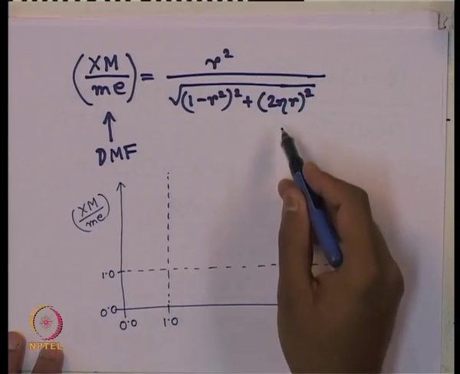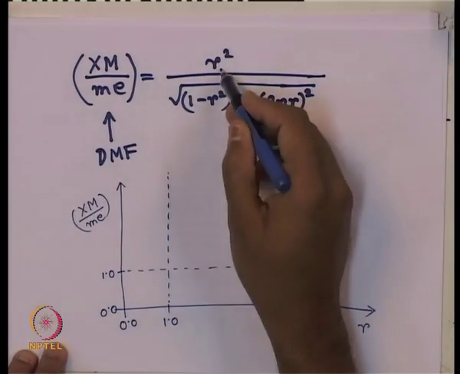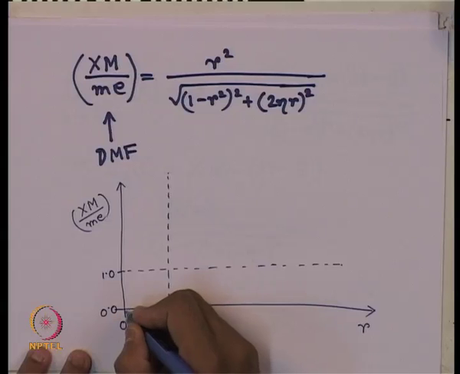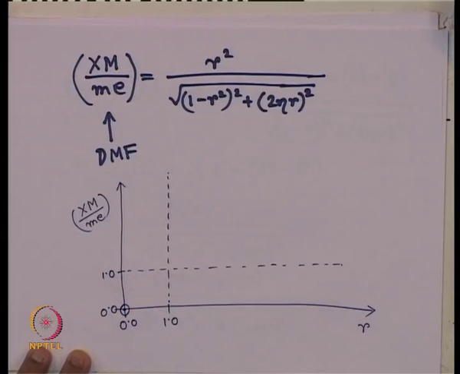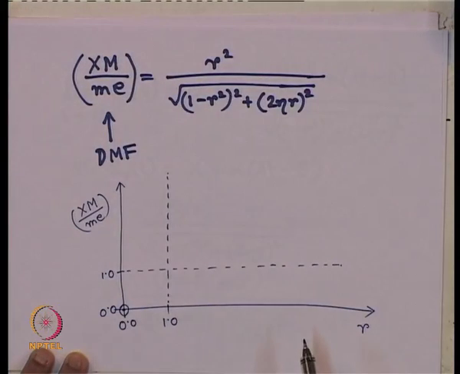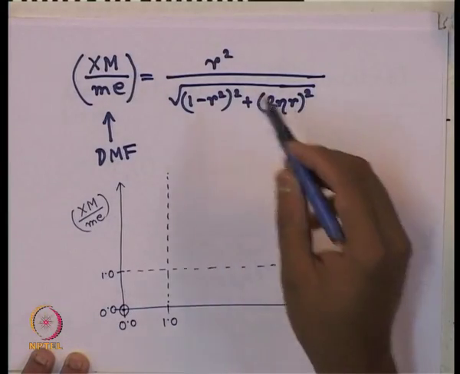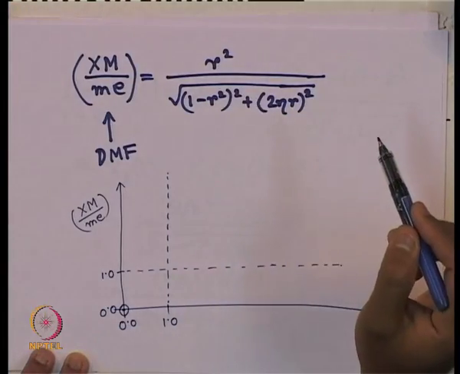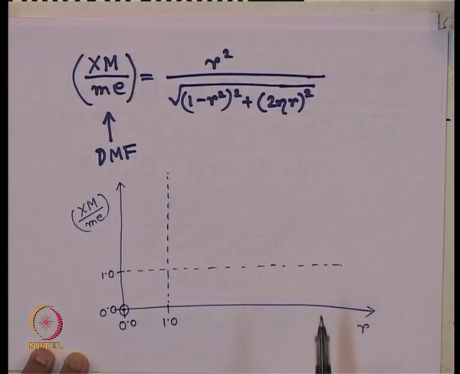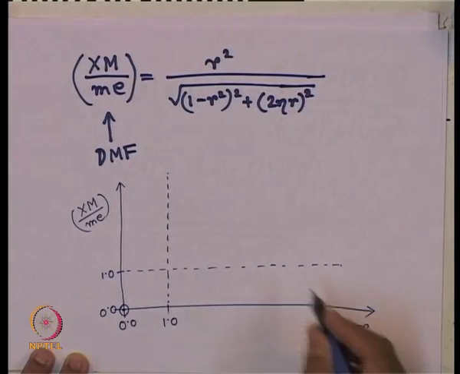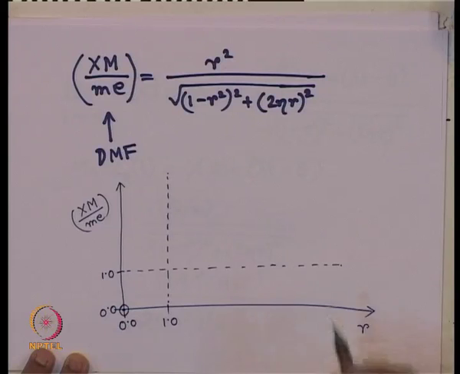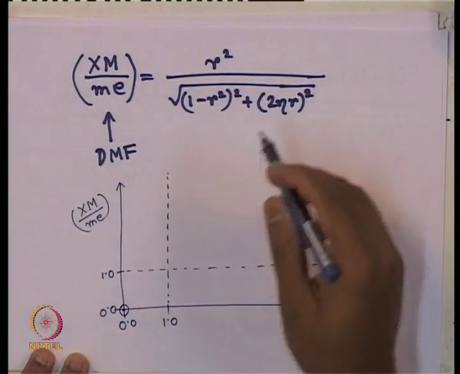Irrespective of the value of the damping ratio, whenever r is 0, this is 0. So, it always starts from this value 0, 0, and when r is very, very high, tends to infinity, what happens to this x m by m e? Whatever be the value of eta, this is infinity by infinity. So, it will tend to approach 1, right.